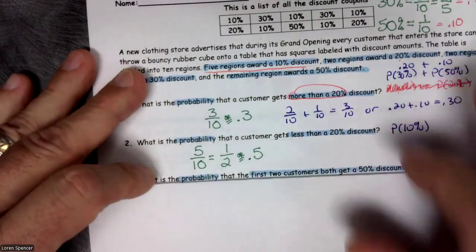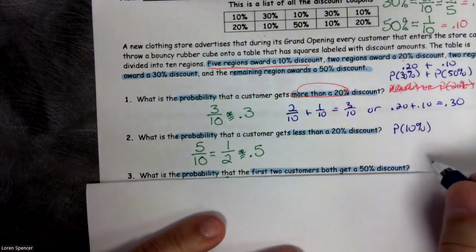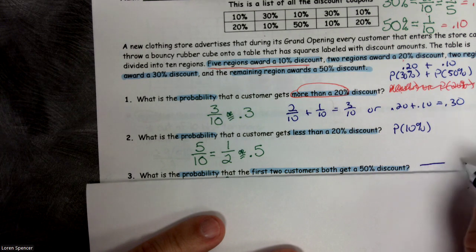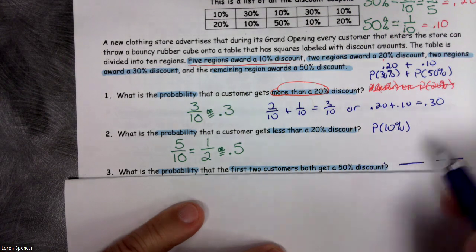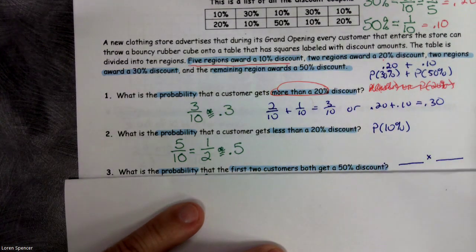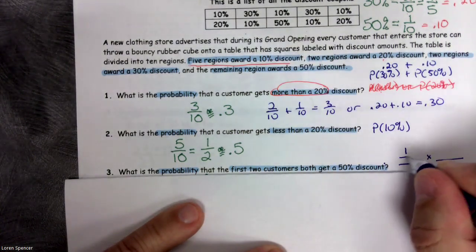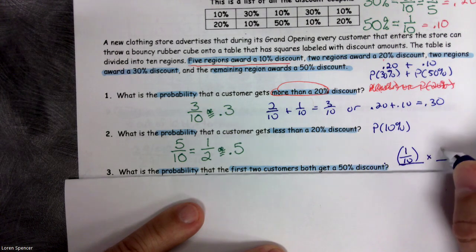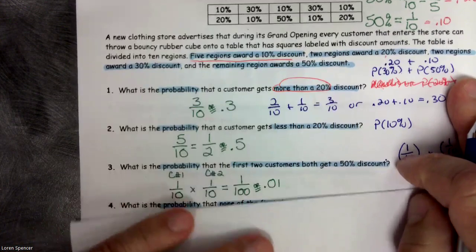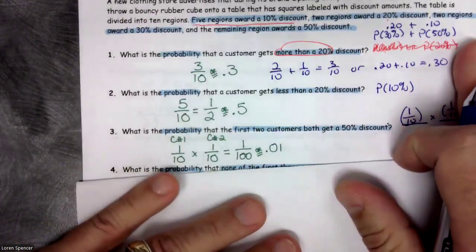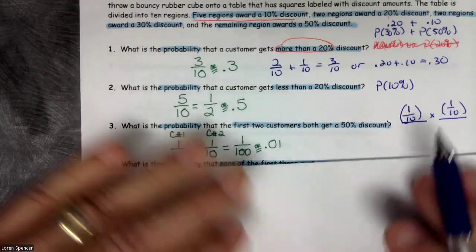What's the probability that the first two customers both get a 50% discount? Well, in this case, I'm going to need two blanks. The first customer has to get it and the second one, which means we're going to have to multiply. The probability of a 50% discount is 1/10. So we're looking at 1/10 times 1/10. When we multiply that out, we get 1 over 100 or 0.01.